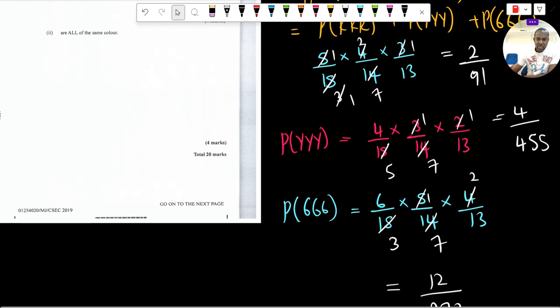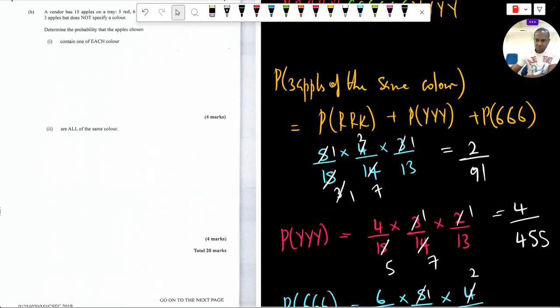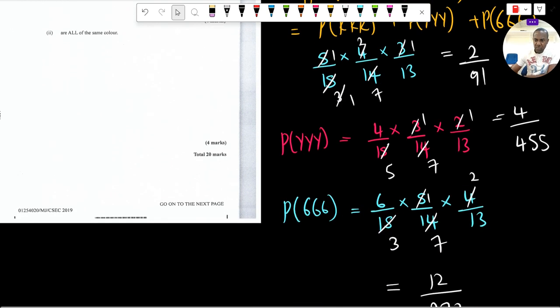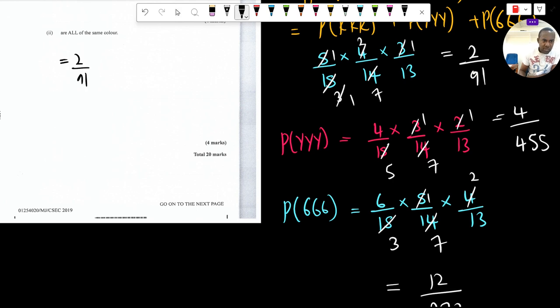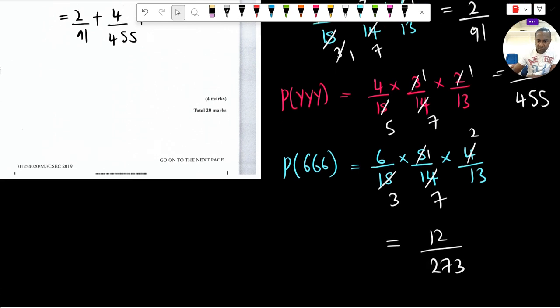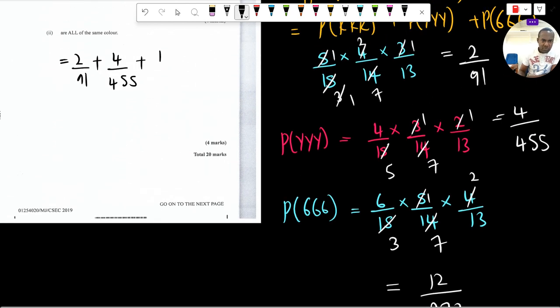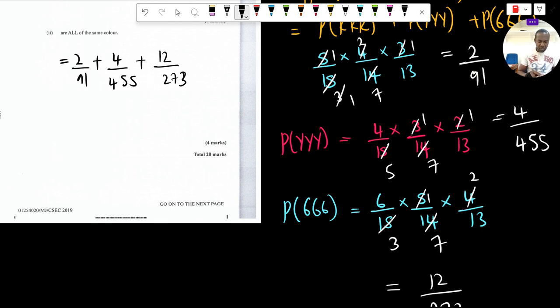Now, we're not finished. So we can say that the probability of getting all of the same color would be to add these 3 probabilities, because as I mentioned before, they are mutually exclusive. And so when we add them up, we're going to get 2 over 91 plus 4 over 455 plus 12 over 273, right? And these are definitely not fractions I could just add in my head. We could actually put it as decimals too if you want, right? So we could do that, right?